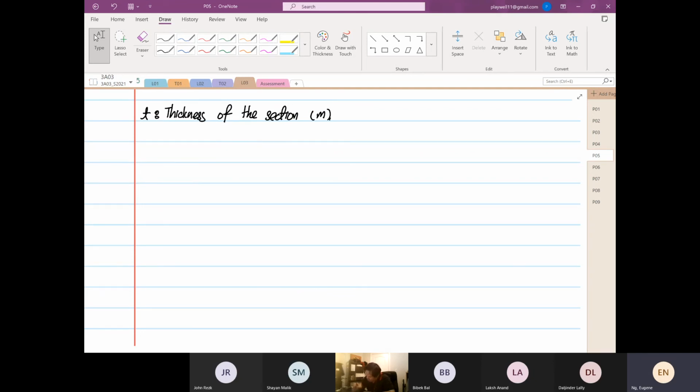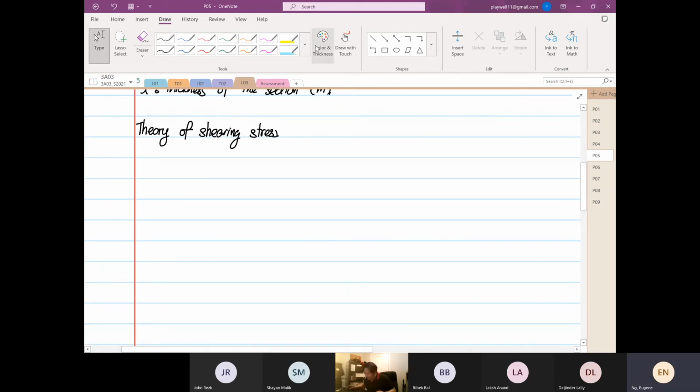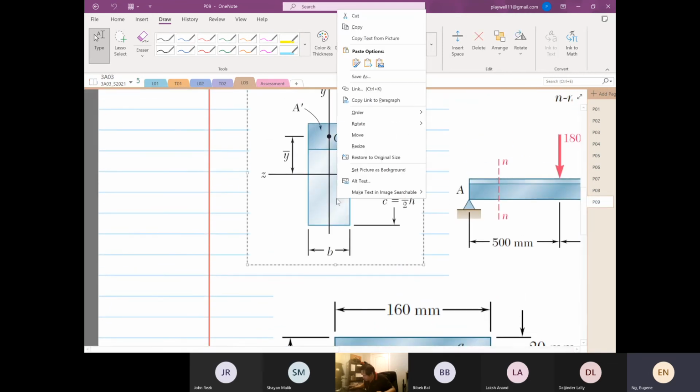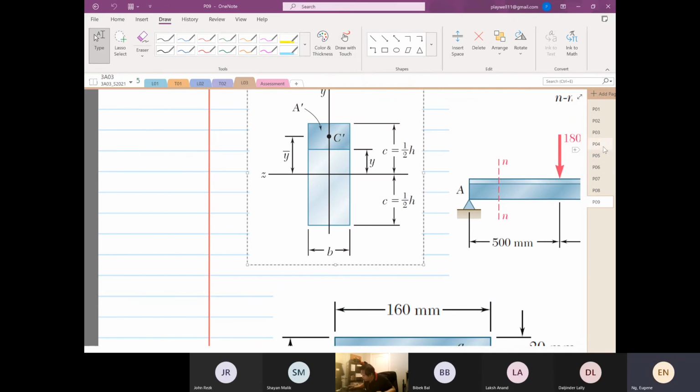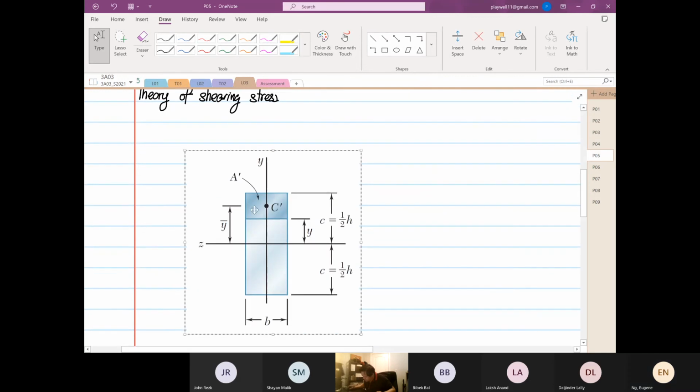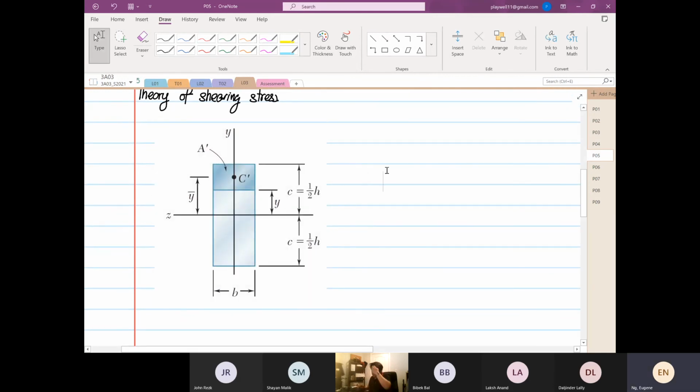Now it's a mathematical derivation, so we are going to go into the theory of shearing stress. If we look at a structure, we look at the cross section. You have this diagram with you; you can get this diagram on Avenue to Learn. I want you to look at this cross section. This is our y axis, this is our z.